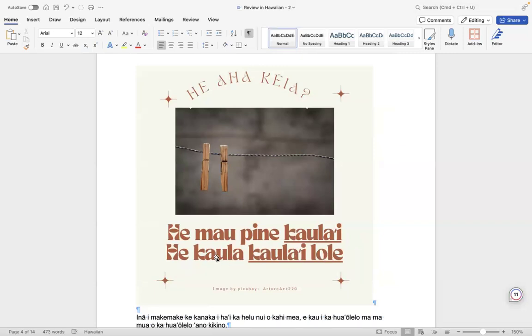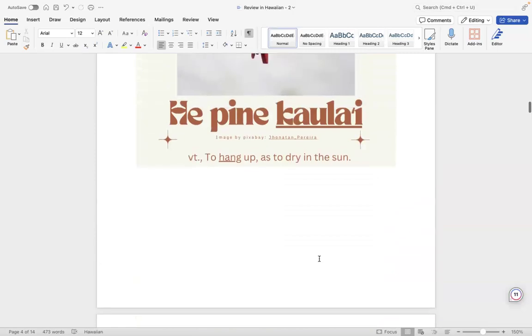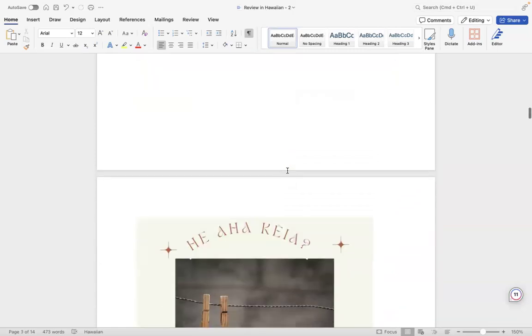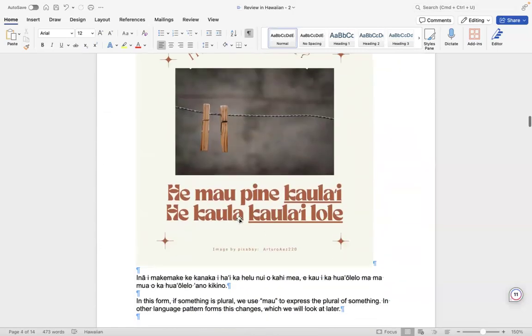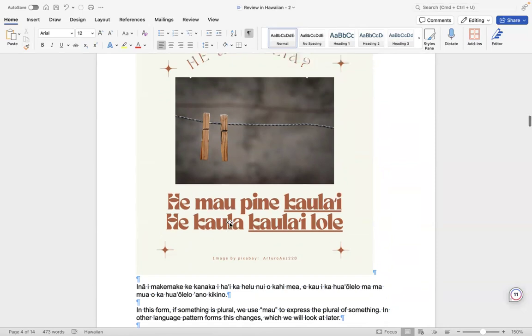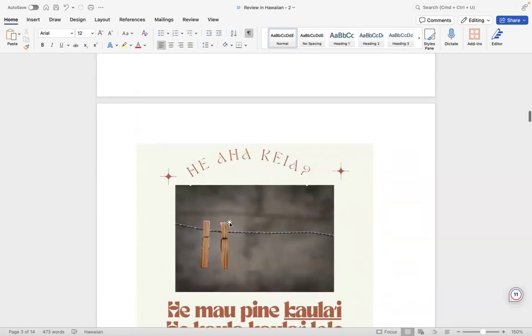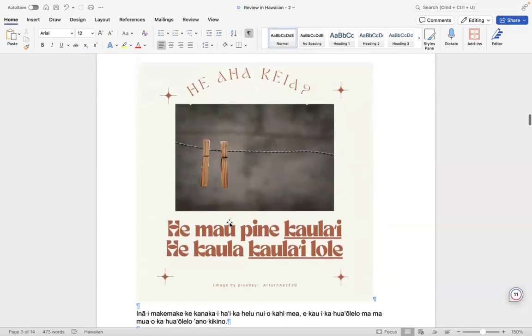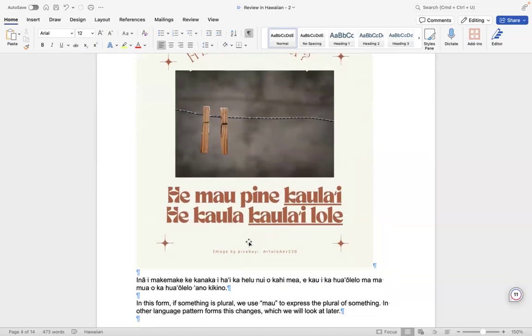He kaula kaulaʻi lole. So kaula becomes what we're describing. This is sort of the string or the line. And what type of line is it? Kaulaʻi lole. And kaulaʻi, if we go back, is to hang up and dry something, and lole is clothing, so it's a clothesline. So let's do that together. You ready? He aha kēia? He mau pine kaulaʻi. He kaula kaulaʻi lole.